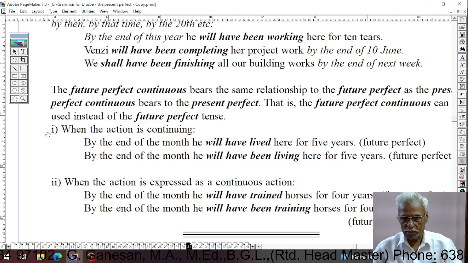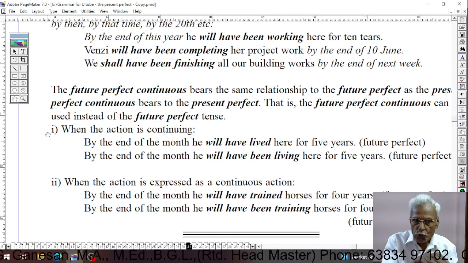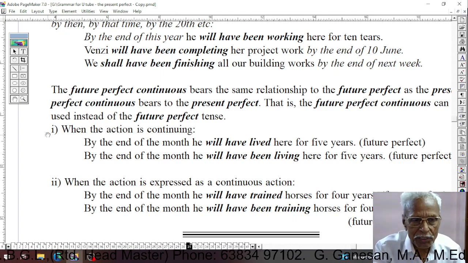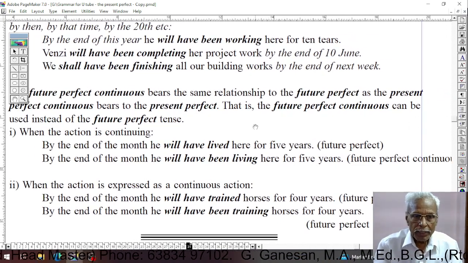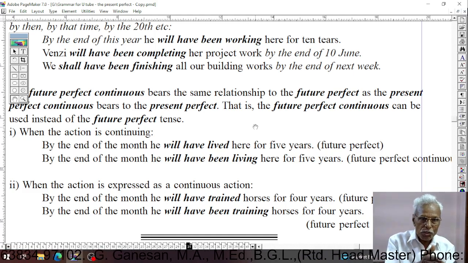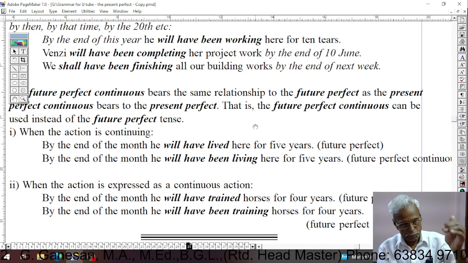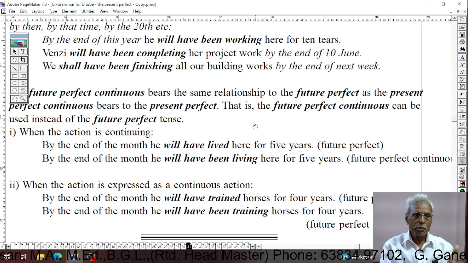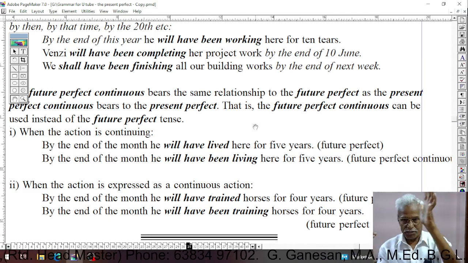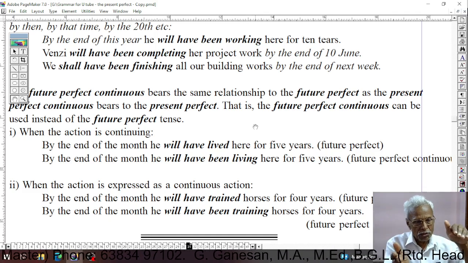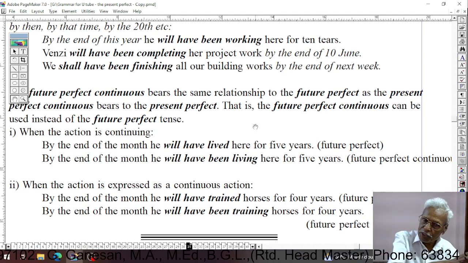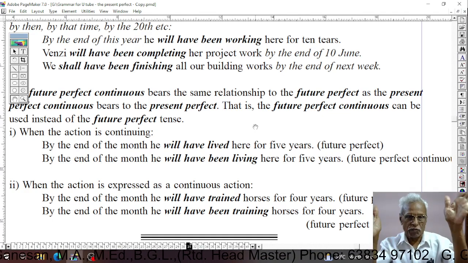The future perfect continuous bears the same relation to the future perfect as the present perfect continuous bears to the present perfect. That is, the future perfect continuous has the same relationship to the future perfect tense as the present perfect continuous has to the present perfect.